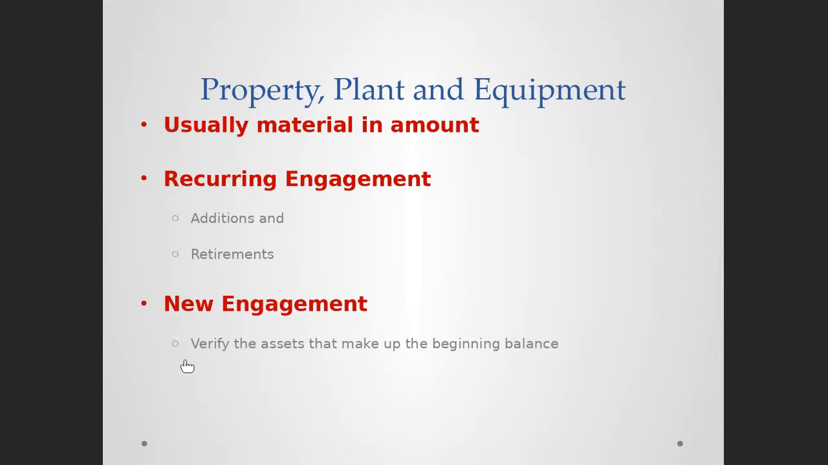So for a new engagement, this is something that is almost always done, right? You have to ask the predecessor auditor, and the client will also provide you with information, but you have to see whether the beginning balance at the year is something that you are comfortable with, and you rely on the predecessor auditor's work as well, right? You trust that the predecessor auditor has done a good job, unless you know otherwise, okay?